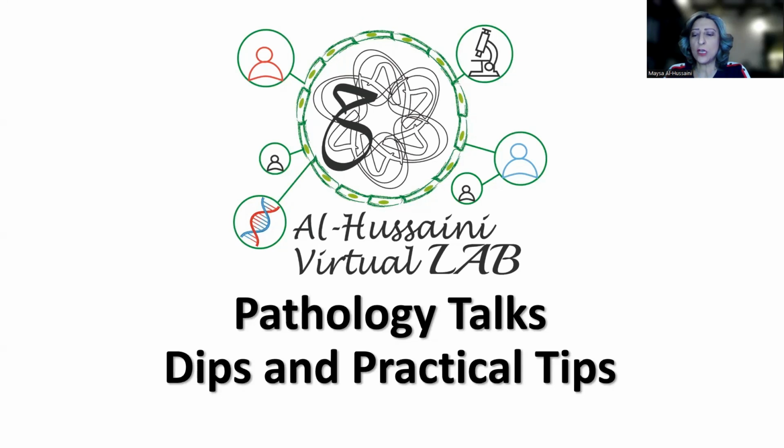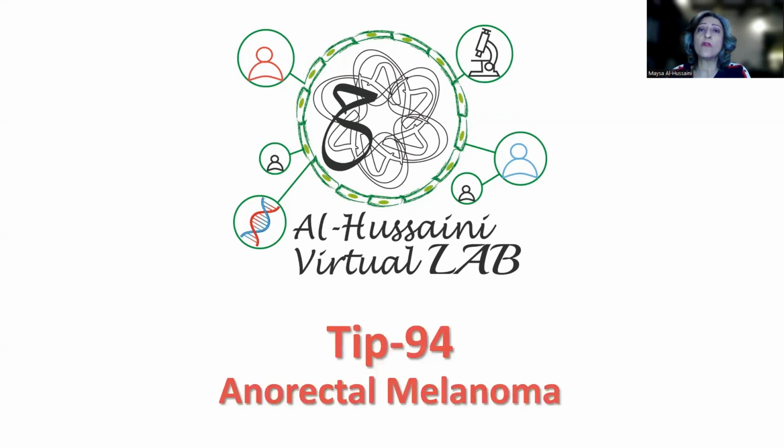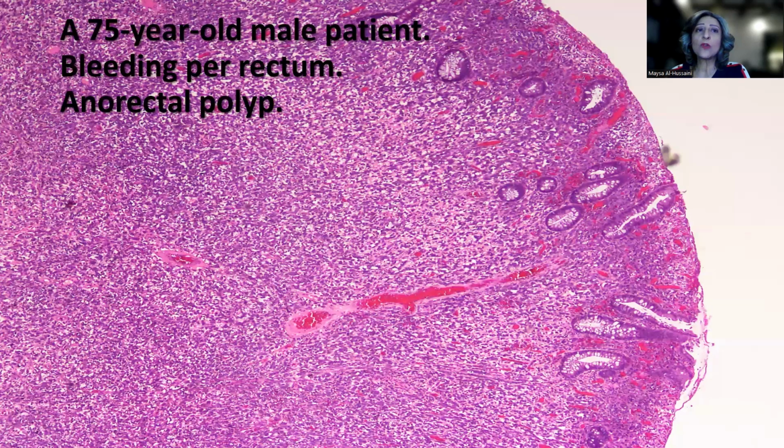What I'm going to be sharing with you today is a nice example of anorectal melanoma. So this is a case of a 75-year-old male patient who was complaining of bleeding per rectum and was found to have an anorectal polyp. And this is the large polyp that was excised with rectal glands and surface ulceration. And there is this growth of malignant cells underneath.